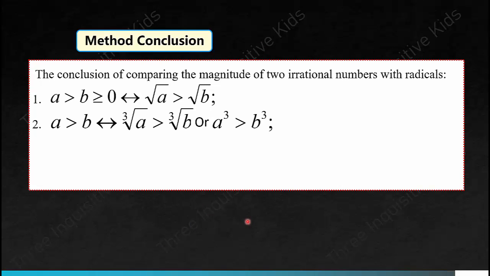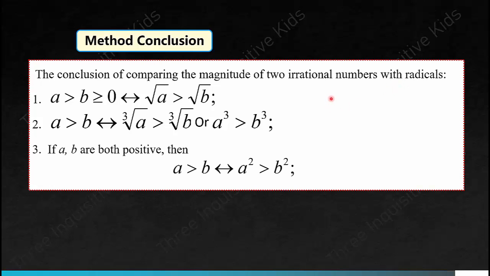So here's the method conclusion. Conclusion of comparing the magnitude of two irrational numbers with radicals. So we know that if a is greater than b, which is greater than or equal to 0, then remember how it has to be greater than or equal to 0. It can't be less than 0. Then the square root of a is ultimately greater than the square root of b. That's rule number 1. And you should be writing this down in your notebook right now because it's one of the main important points of this lesson.